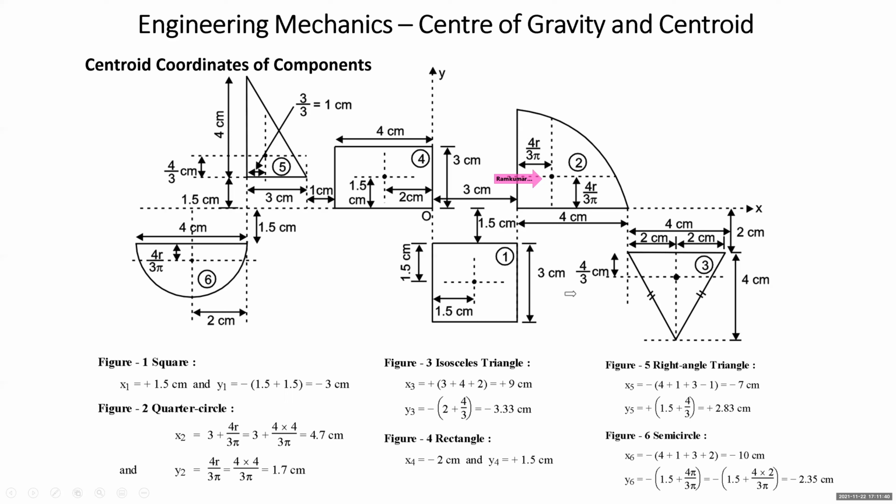Okay. We come to component number 3. Component number 3 is an isosceles triangle of base width 4 and height 4. One centroidal axis will be the axis of symmetry. The other centroidal axis will be at a distance of h by 3 from the base. This is its base, height is 4, so it is at 4 by 3. Now you have to read the coordinates of this point.